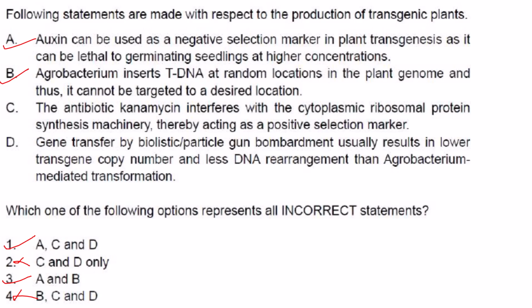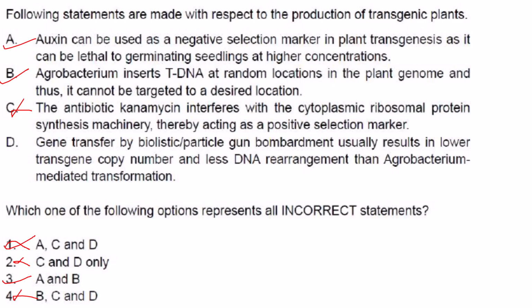The antibiotic kanamycin interferes with the cytoplasmic ribosomal protein synthesis machinery. No, it doesn't interfere with the cytoplasmic ribosomal protein synthesis machinery, but it interferes with the chloroplast and mitochondrial ribosomal protein synthesis machinery. So that makes option C wrong and 1 also wrong. So option 1 is wrong. So 3 is the answer.